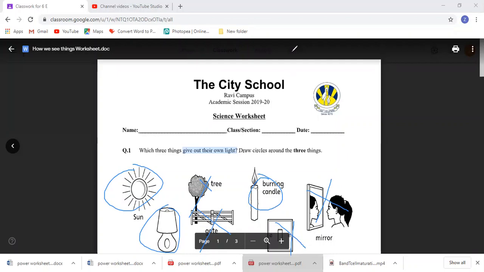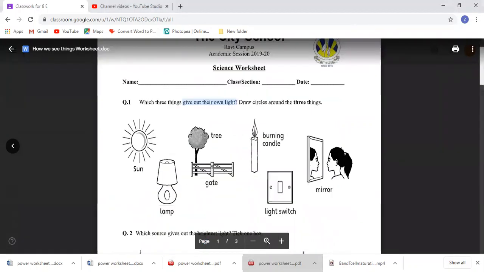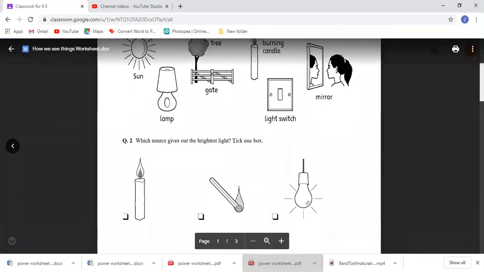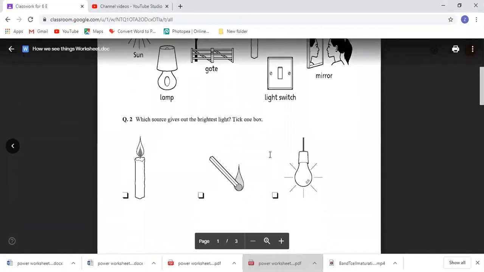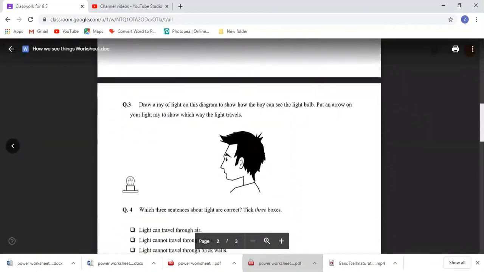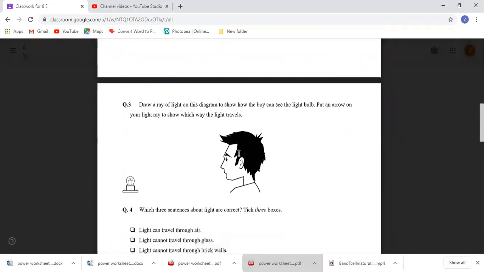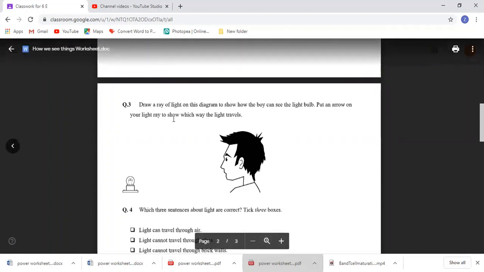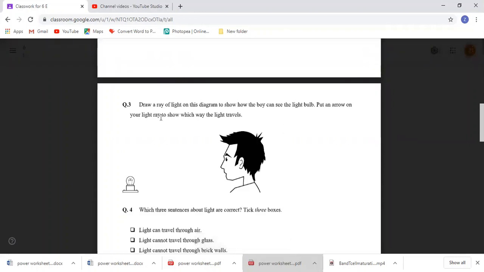Okay. Moving on to the other question. The other one is which source gives out the brightest light? So we know that a bulb gives out the brightest light compared to a candle and a burning matchstick. Now draw a ray of light on this diagram to show how the boy can see the light. Put an arrow on your light ray to show which way the light travels.